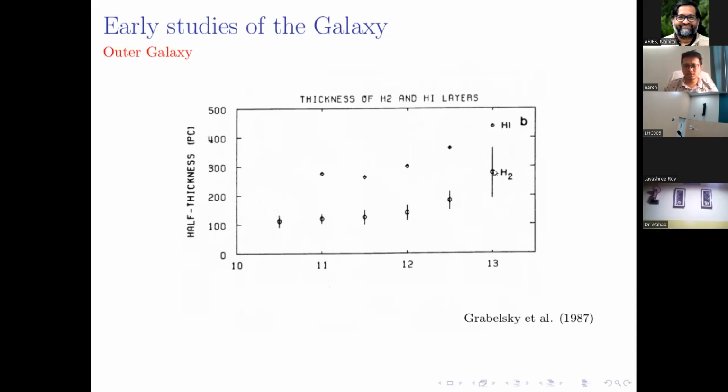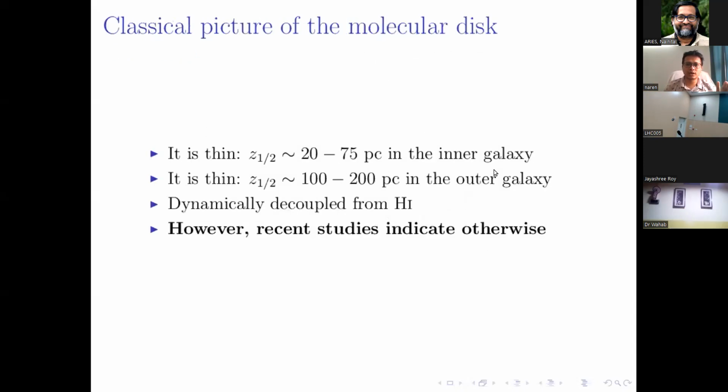Okay, so these observations led to the first classical picture of the molecular disk, which says that it is a thin disk. In the inner galaxy, at radii less than 10 kiloparsec, it is like 20 to 75 parsec, and it is like 100 to 200 parsec at the outer galaxy. And this is dynamically decoupled from the atomic gas, because the atomic gas scale height people have found to be much larger. So the atomic gas disk is much thicker as compared to the molecular disk, which is much thinner.